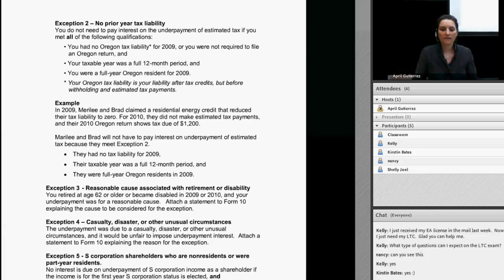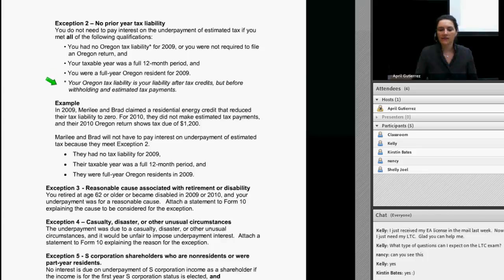Exception number 2, no prior year tax liability. You do not need to pay interest on the underpayment of estimated tax if you meet all of the following qualifications. You had no Oregon tax liability for 2009, or you are not required to file an Oregon return, and your taxable income was a full 12-month period, and you were a full year resident of Oregon for 2009. Note that your Oregon tax liability is your liability after tax credits, but before withholding and estimated taxes.